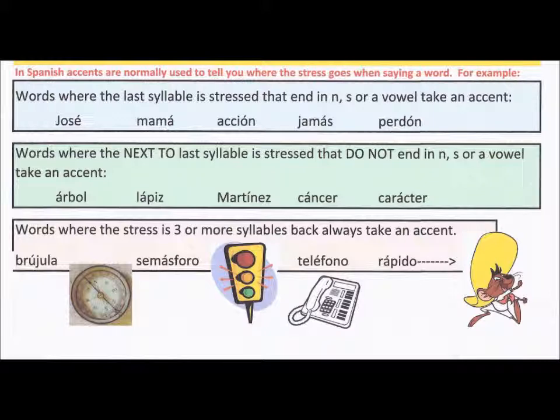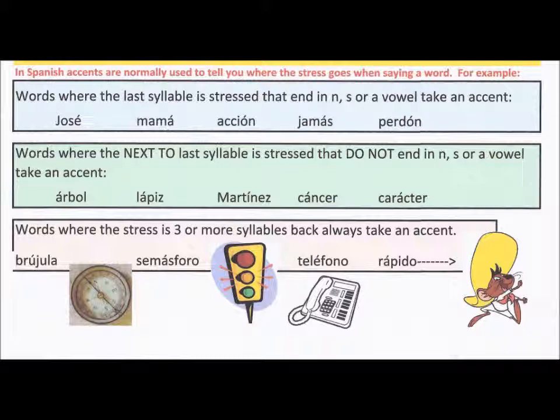The accent in Spanish tells you where to stress a syllable. When you're talking, it tells you where you want the emphasis to be. Let's look at the words that I have on the third line on the board. José, mamá, acción, jamás, perdón. You will notice that each and every one of them has the accent on the last syllable, and you will notice that they all have a written accent.